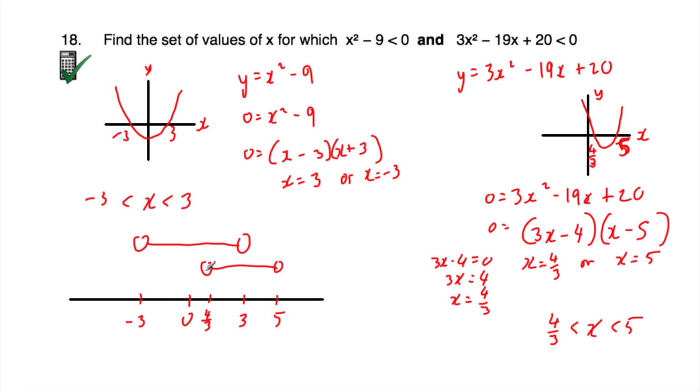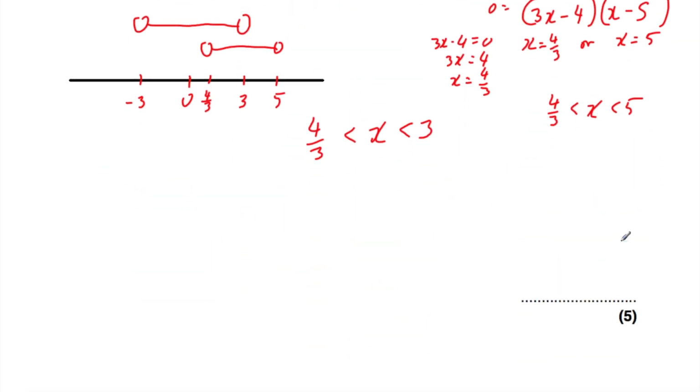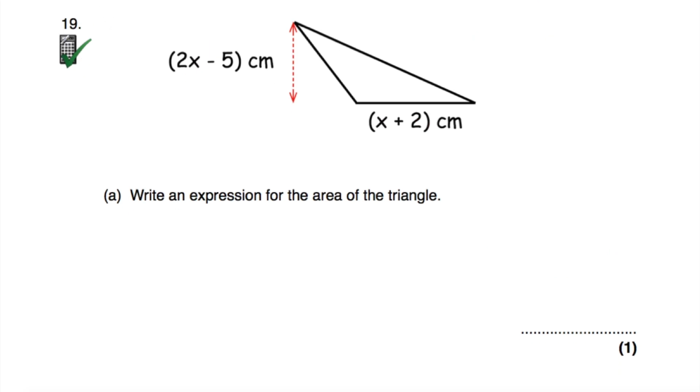So we now want to find the values of x which would satisfy both of these inequalities. So that's where they overlap, and they overlap for any value of x bigger than 4/3 but less than 3. So that means that x is going to be less than 3 but bigger than 4/3. And that's our answer. x is going to be bigger than 4/3 but less than 3. So let's write that down. And that's it.